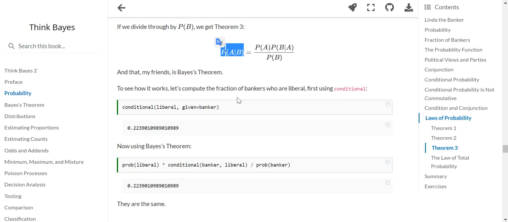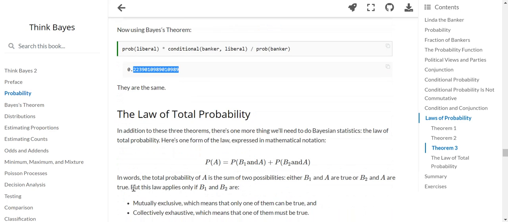Okay, so they've again taken some examples. To compute the values, they found the probability that someone is a liberal given that they are a banker. We've seen this value again and again. This is 22%. Then they computed the probability that someone is a banker given they are a liberal, which is the opposite. Then they multiplied it with the probability that someone is a liberal and divided it by the probability that they are a banker. It is also essentially the same.